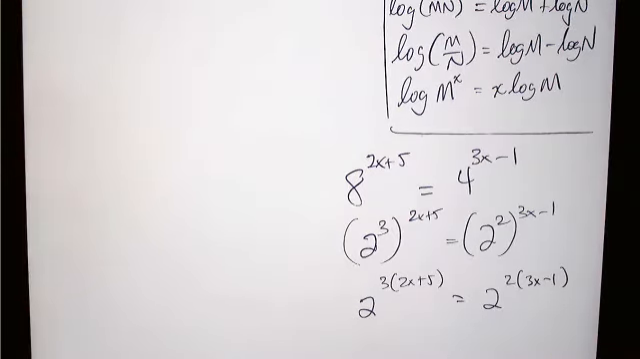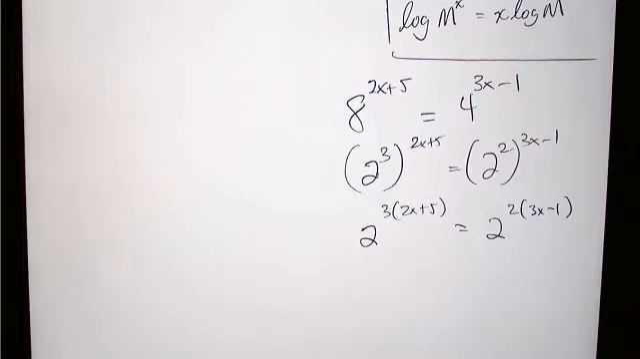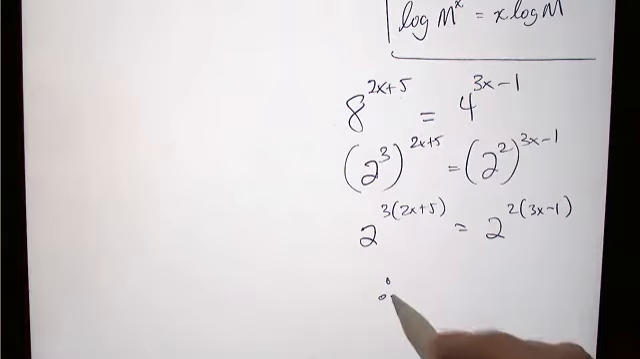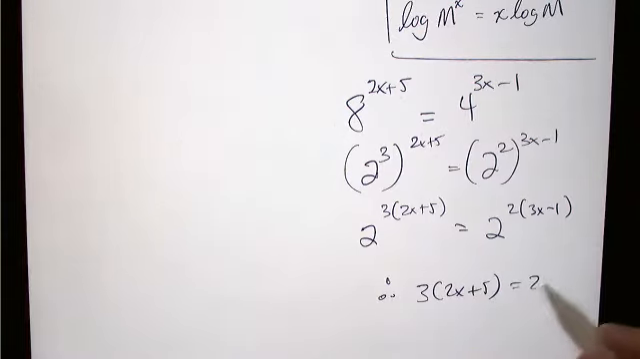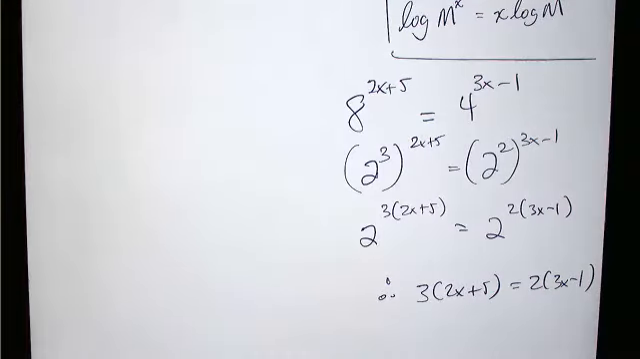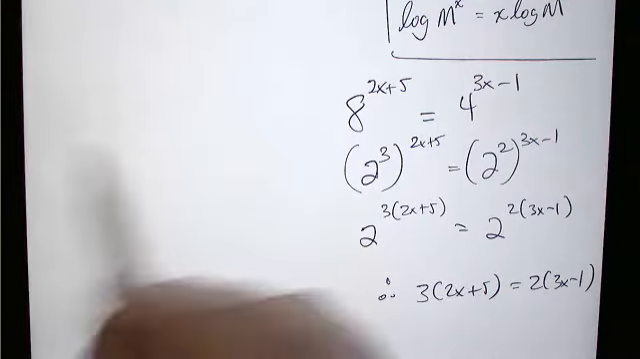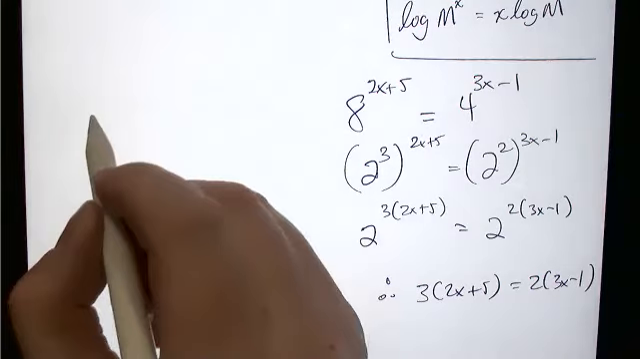Now, if I have two powers that are equal and they have the same bases, then their exponents must be the same, right? So therefore, you can just say 3 times 2x plus 5 is equal to 2 times 3x minus 1, and you're finished. That's easy to finish solving, right? So what made that simple is that the bases in the original equation could both be written as powers of 2. But what if you had a question where that was not possible?